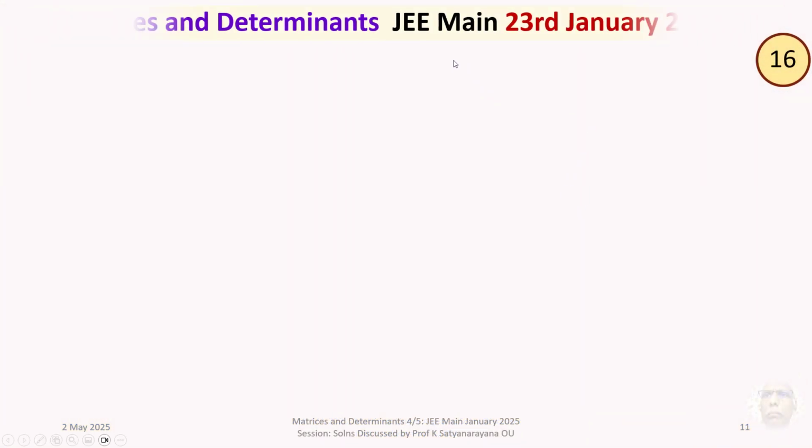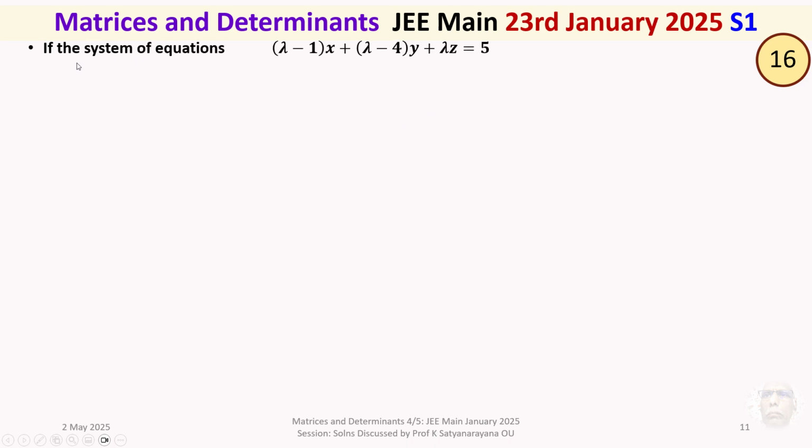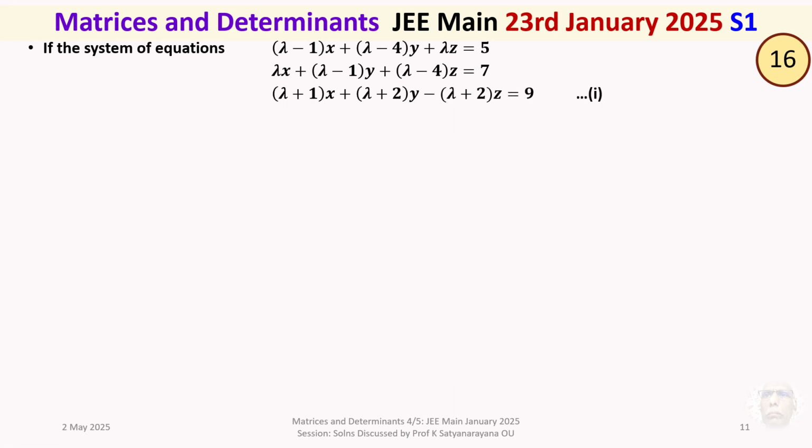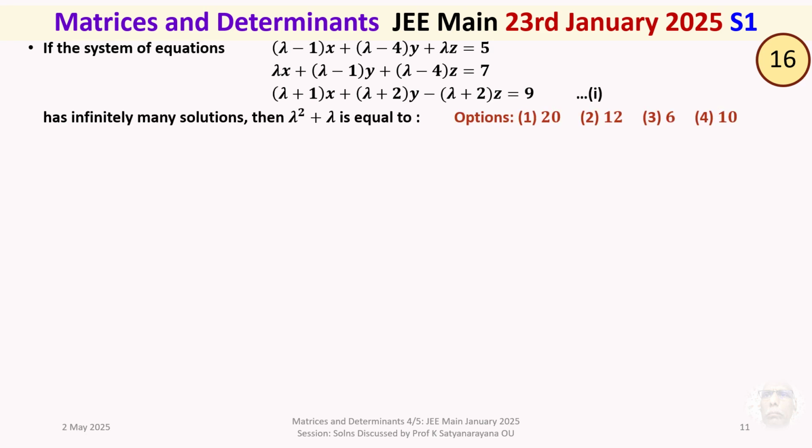This question has appeared in JEE Main exam held on 23rd January 2025 in the first shift. The given question is, if the system of equations, involving lambda, lambda minus 1, lambda minus 4 and so on, and let's call this system of equations 1, has infinitely many solutions, then find the value of lambda square plus lambda.